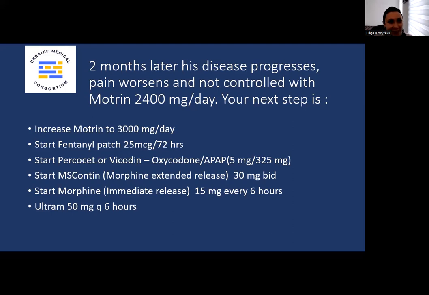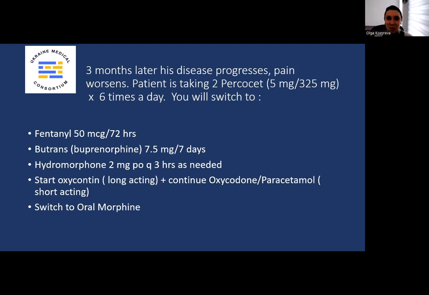Okay. So 3 months later, same patient, disease progressed. We switch him to chemotherapy. We add chemotherapy to Lupron. He's getting docetaxel, but unfortunately his pain is worse. Now he's taking 2 pills of Percocet. Percocet is oxycodone 5 milligram with acetaminophen 325 milligram. He's taking this 6 times a day. So, we will climb to the next step.